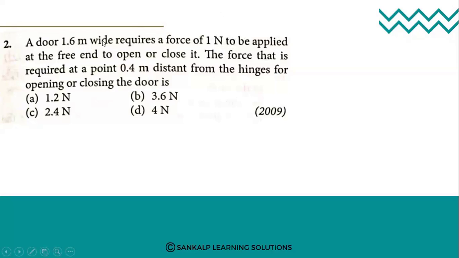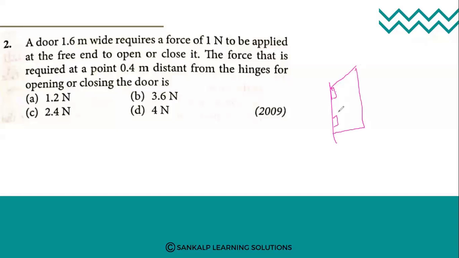So the width is given as 1.6 meter. It requires a force of 1 Newton to open or to close the door when it is 1.6 meter wide. Okay, the force that is required at a point 0.4 meter distance from the hinges. Hinges means that is where the door is fixed. If you see the door, at one particular point the doors are fixed. These are called the hinges.